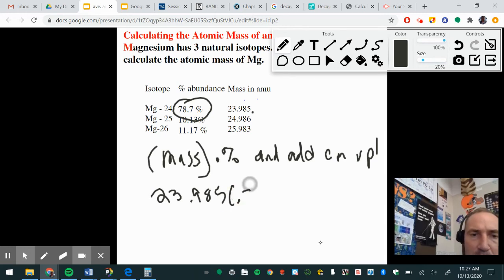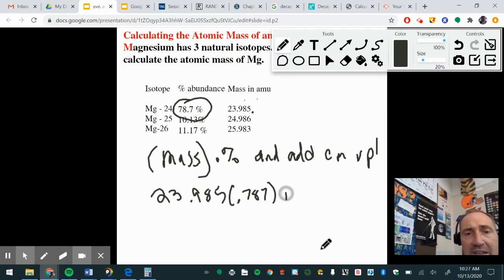So I'm going to take that times 0.787. Okay, so I'm sure you know this, but percent, this is the actual number value of 78%, because basically it's times 100. So 0.787 is this value in number form.